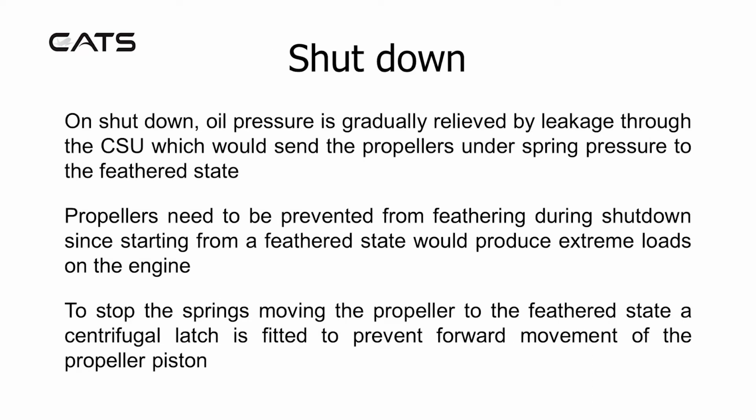Shutdown. On shutdown, oil pressure is gradually relieved by leakage through the CSU, which would send the propellers under spring pressure to a feathered state. Propellers need to be prevented from feathering during shutdown, since starting from a feathered state would produce extreme loads on the engine. To stop the springs moving the propeller to the feathered state, a centrifugal latch is fitted to prevent forward movement of the propeller piston.